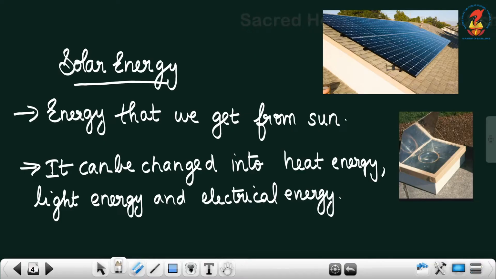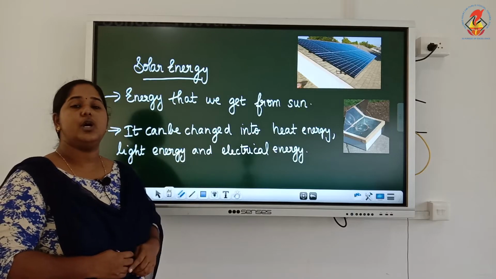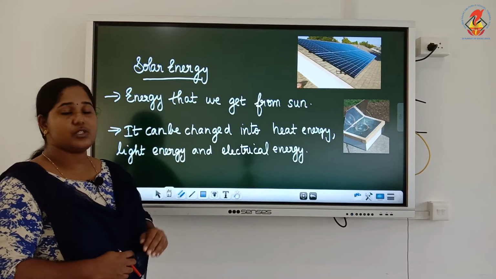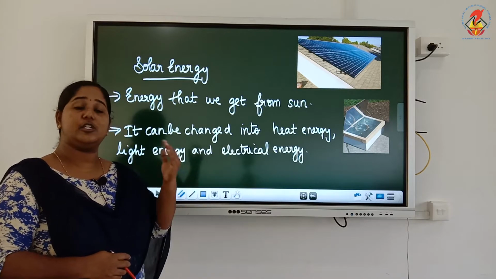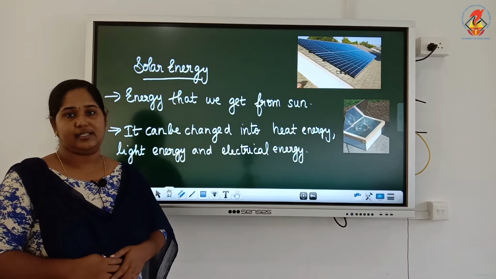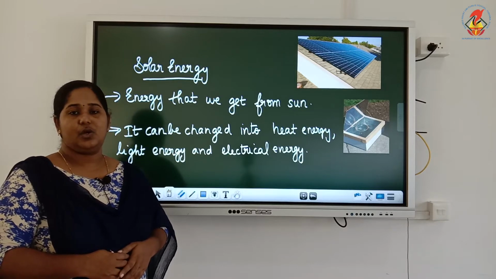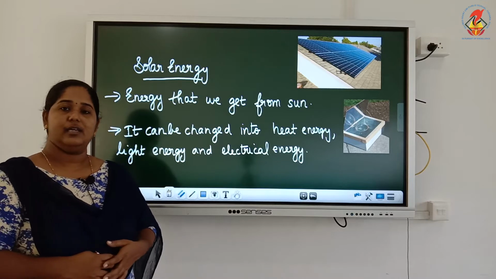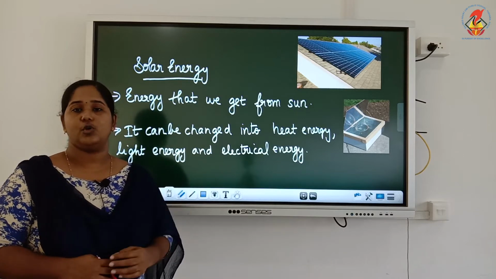Here you can see a solar cooker, and a vessel that is used to cook in the solar cooker. Solar energy is directly converted into heat energy, and with that heat energy we can cook food. In the other case, using solar panels, solar energy is changed into electrical energy, and with this electrical energy we can get heat energy and light energy. So solar energy, if it is used in the proper way, is a very useful source of energy.